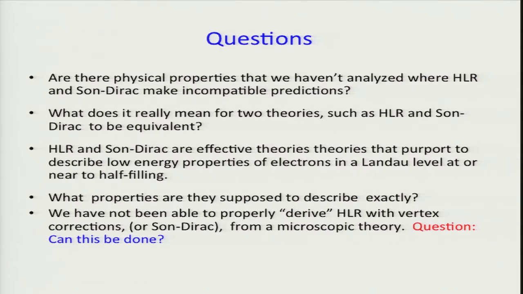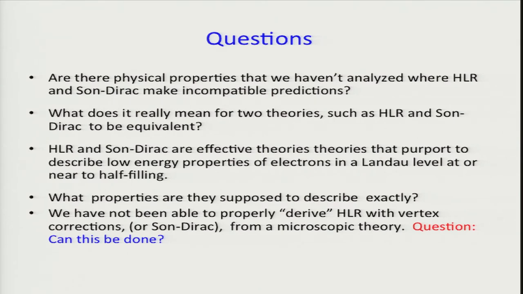So I'm not quite sure what it means, at a deeper level, for two theories such as HLR and Chern-Dirac to be equivalent low energy theories when you have a Fermi surface. I think it's pretty well understood if it's relativistically invariant, but when you have a Fermi surface, there are a lot of properties that you can look at and a lot of parameters that you can worry about. So I'm not sure what it means, and we're trying to think about that. Which properties are they supposed to describe exactly, which ones not, I'm not sure.